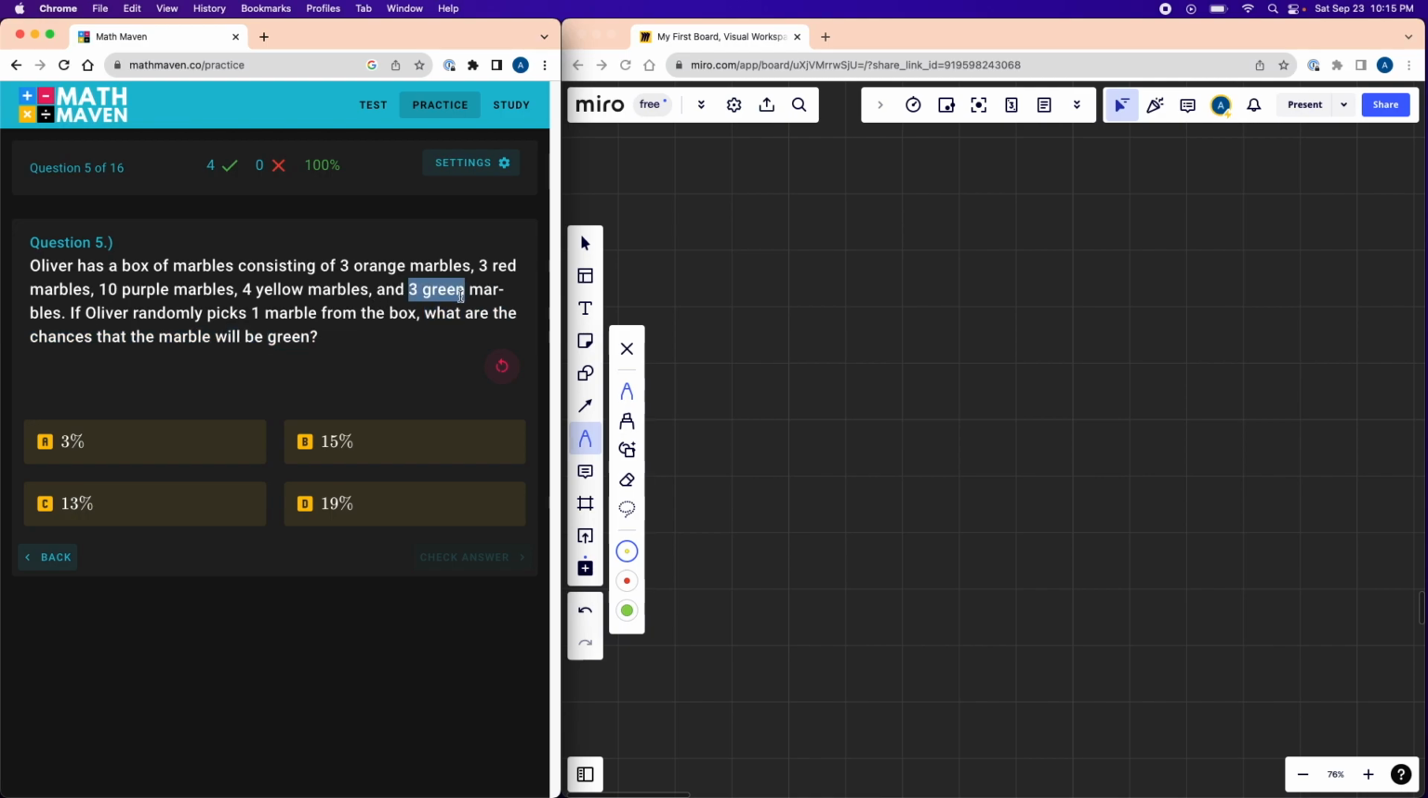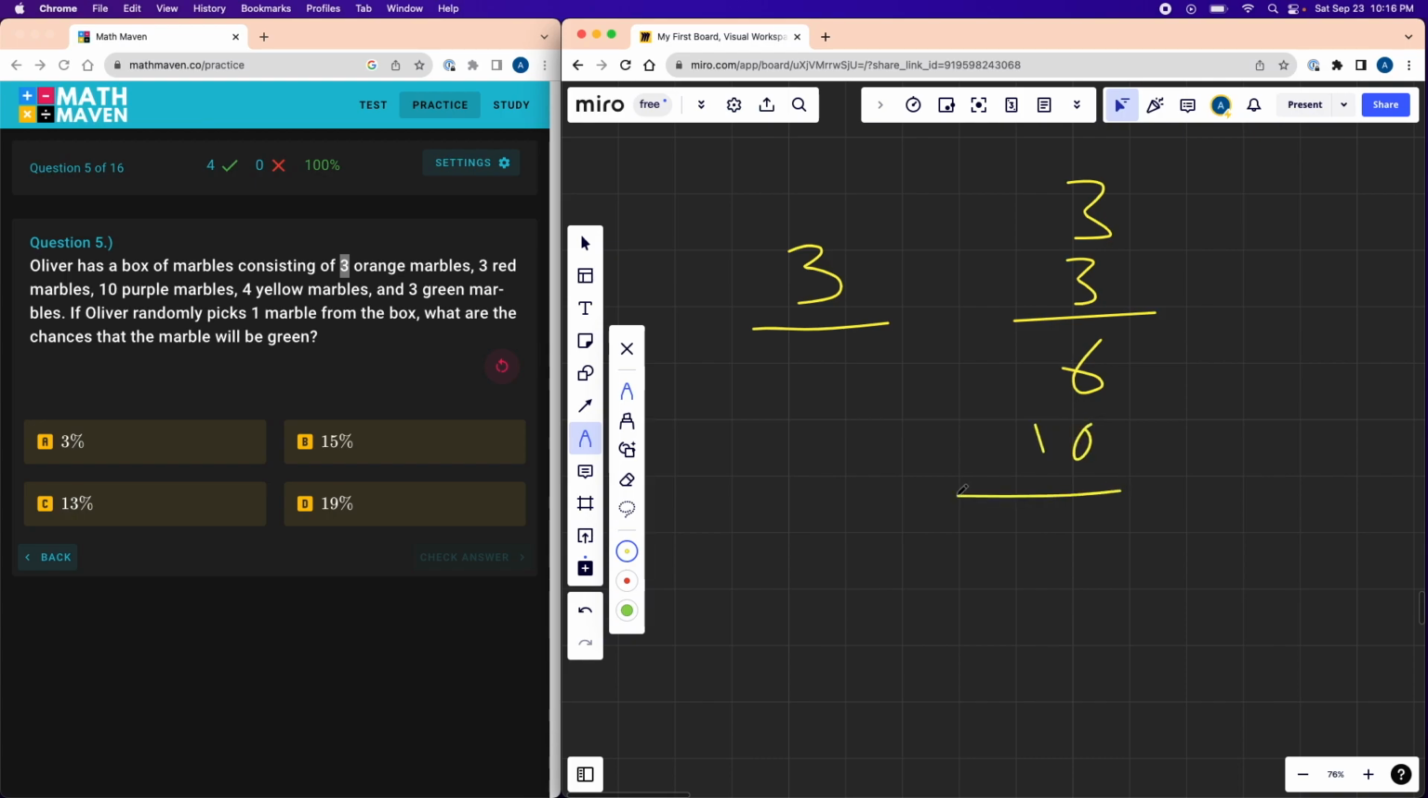Well, we see there are 3 green marbles possible, right? So if he's going to reach into this box, he's going to have a chance of getting 3 marbles that are green. All right, so then how many total marbles are there? Well, let's see. We just need to add up all the marbles together here. We have 3 orange marbles plus 3 red marbles. That's going to give us a running total of 6 marbles so far. And then we have 10 purple marbles, so we're up to 16 marbles now. And then there's also 4 yellow marbles, so now that's 20 marbles.